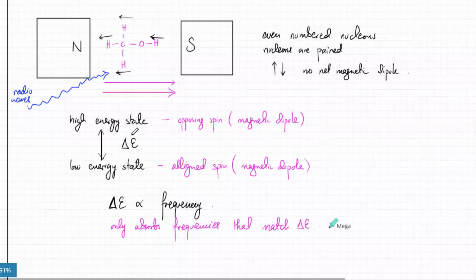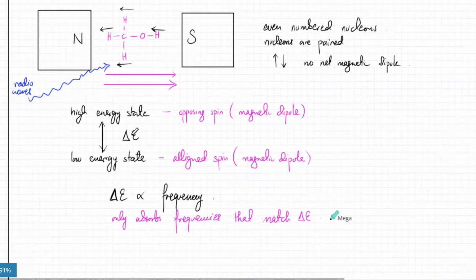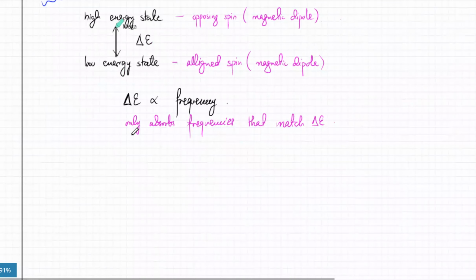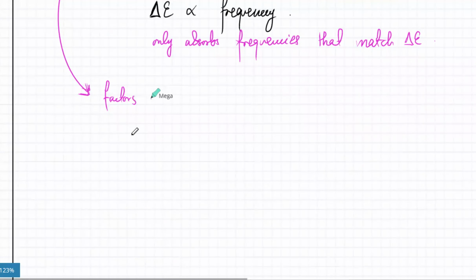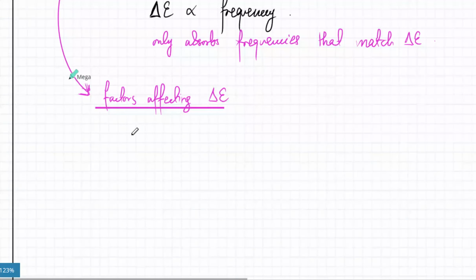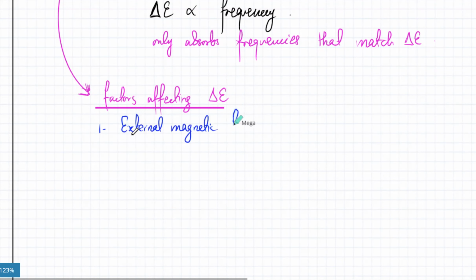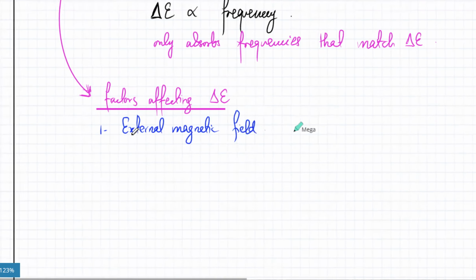So the thing is that they are not going to absorb any random frequency. So what is this energy gap dependent on? What are the contributing factors which will either increase or decrease this energy gap? So factors that affect delta E, which would in turn affect our resonant frequency as well. So the first factor is the external magnetic field. So that's factor number one.